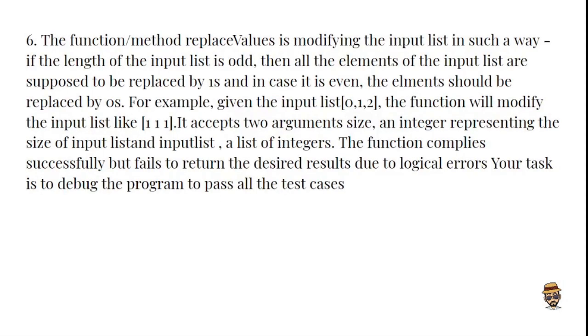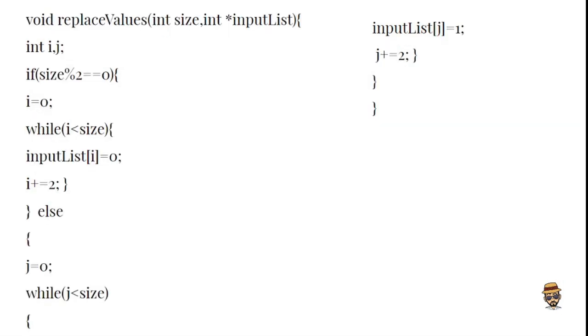So in question number 6, the function replace value is modifying the input list in such a way that if the length of the input is odd, then all the elements of the list are supposed to be replaced by 1, and in case it is even, the elements should be replaced by 0. Alright, now let's look at the error code. So guys, pause the video, find out the error in the code.